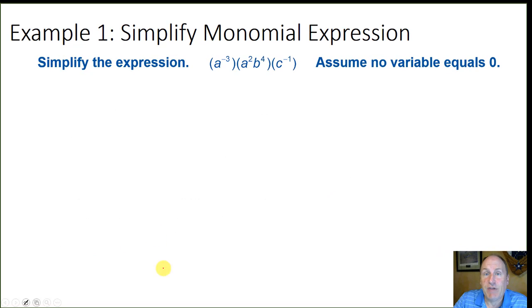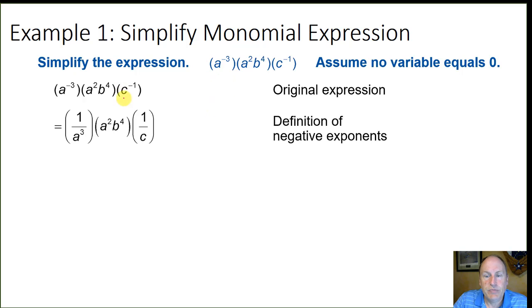So let's look at simplifying a monomial expression. So we have a to the negative third times a squared b to the fourth times c to the minus 1. We're going to assume that no variable equals 0 because that could cause us to divide by 0. So we're one by one going to get this down to simplest form where each variable appears once, there are no negative exponents, etc.